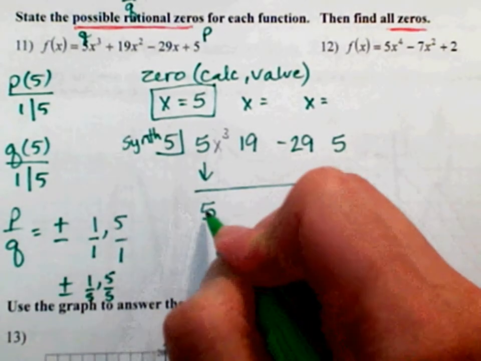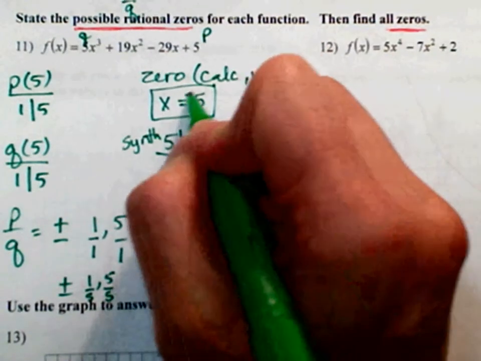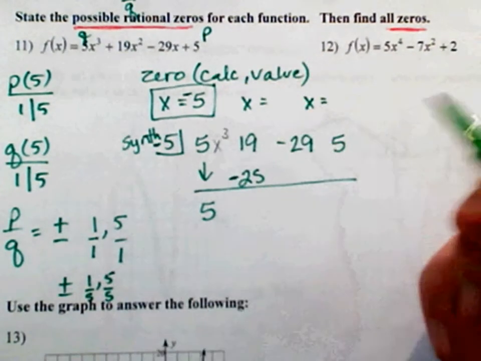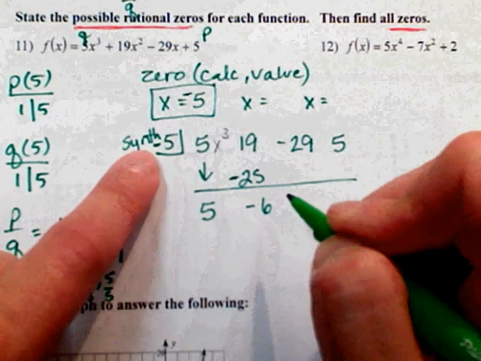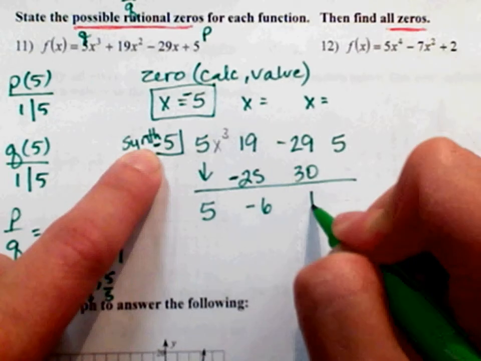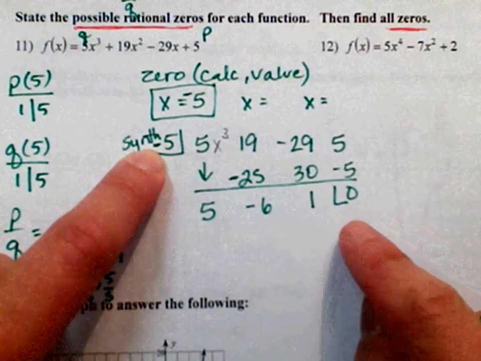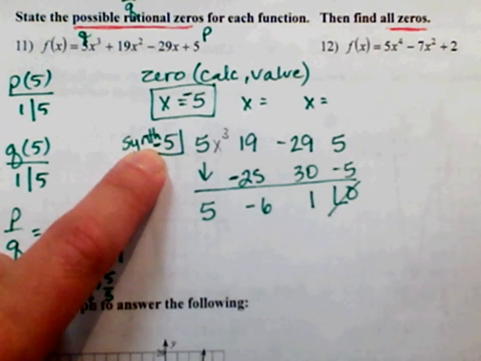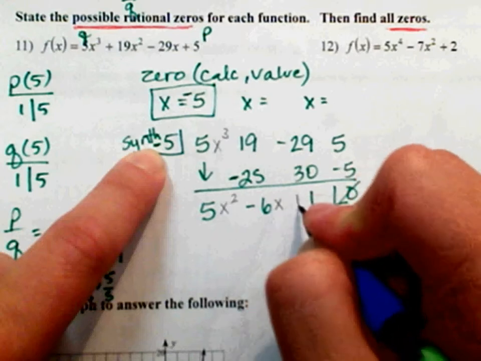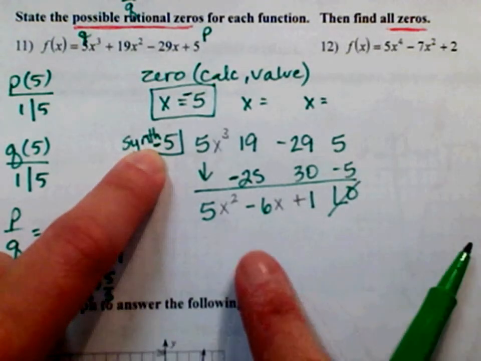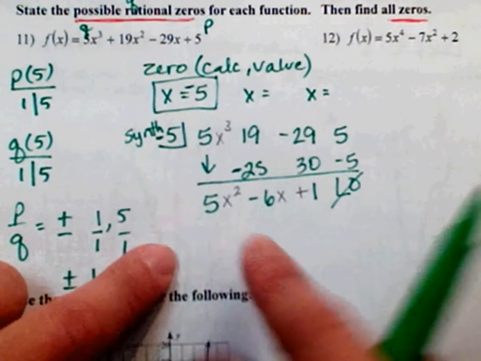5 times 5 is 25. Oh, I'm so sorry, that should be a negative. Be a -25. 19 minus 25 is -6. -6 times 5 is -30. Leaves you 1. 1 times 5 is 5. Do you see how this is a 0? Mark it off. Now you have 5x squared minus 6x plus 1. Do you see how this is a quadratic? I can use my quadratic formula to help me now.